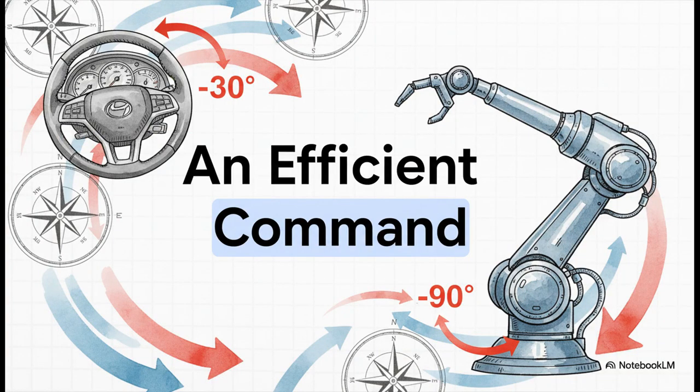And that's really the bottom line here. Whether it's steering a car, programming a robot arm, or navigating a plane, that little negative sign on an angle isn't some weird impossible number. It's an incredibly useful and efficient command that simply means, go this way.